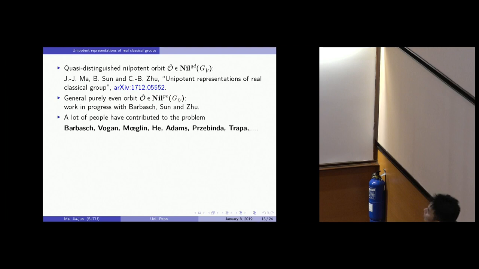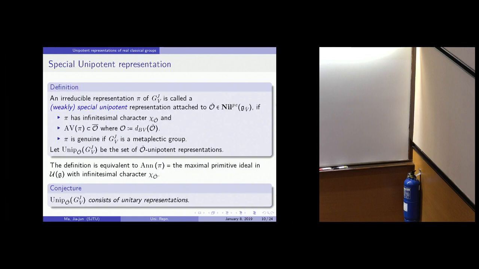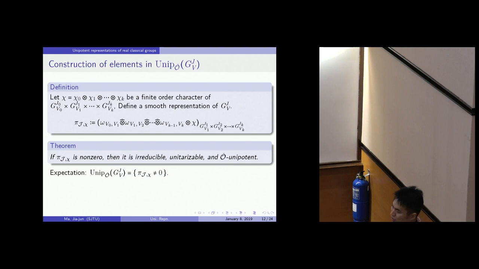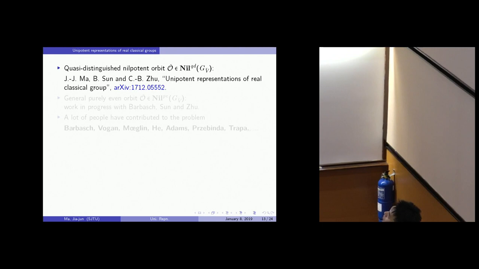Actually, we will use the idea of Hongyu and Jeff Adams, and Pramod Trapa also has some work on this. I think this list may not be very complete, but this kind of construction goes through the works from, I don't know, maybe the 90s. People were expecting this kind of construction will give you unipotent representations. And what we managed to do in this paper is make everything very precise.